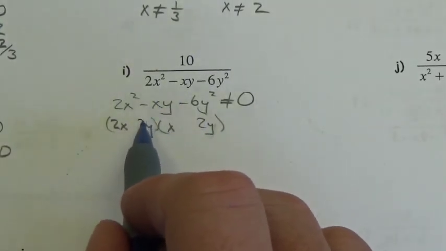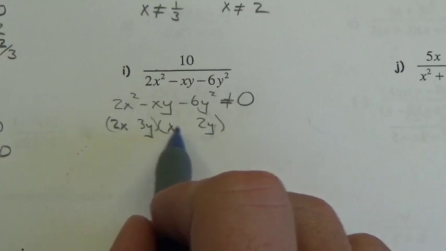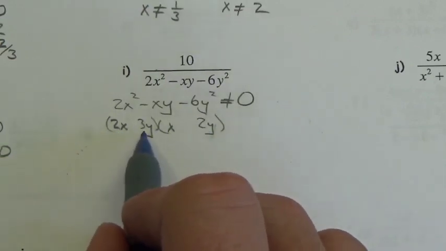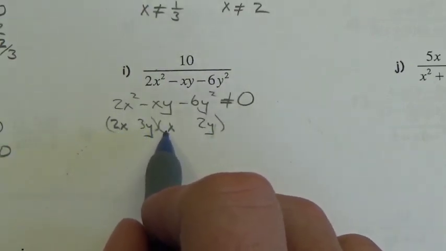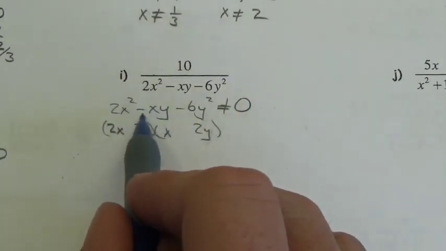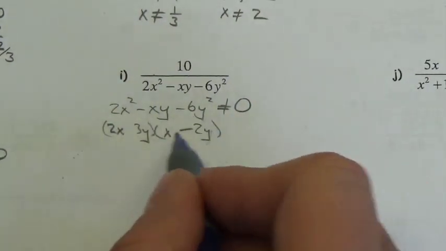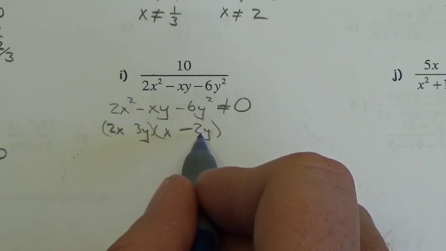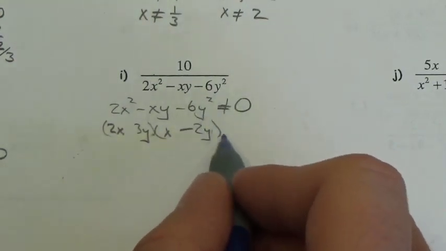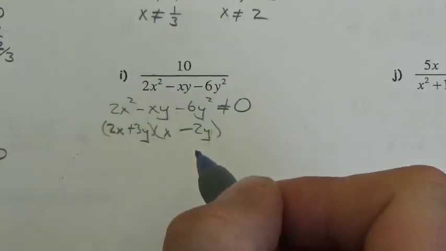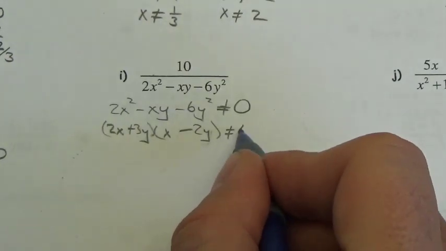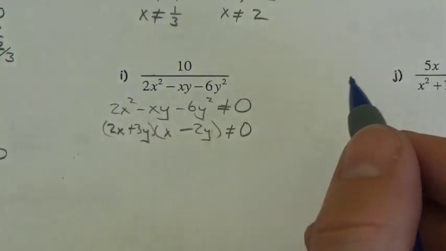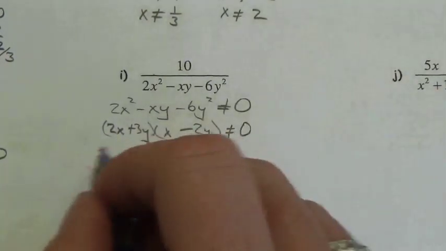To get the negative xy in there, when I multiply 2x by 2y, I'm going to get 4xy. 3y by x is going to be 3xy. Okay, so in order to get that negative there, the larger product has to be negative. So 2x times negative 2y, there's my negative 4xy. This would be positive. Okay, so that took a little bit more effort to factor, but not a ton.